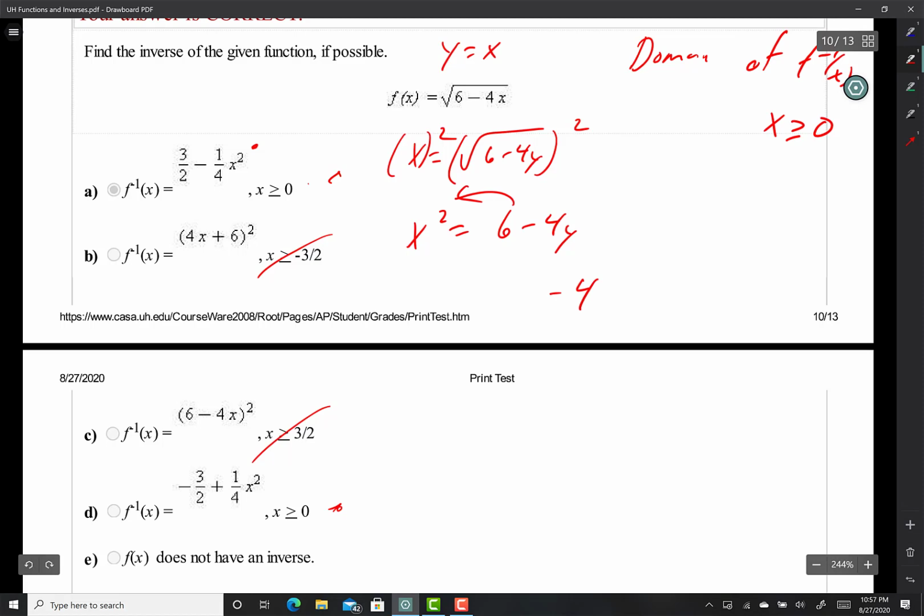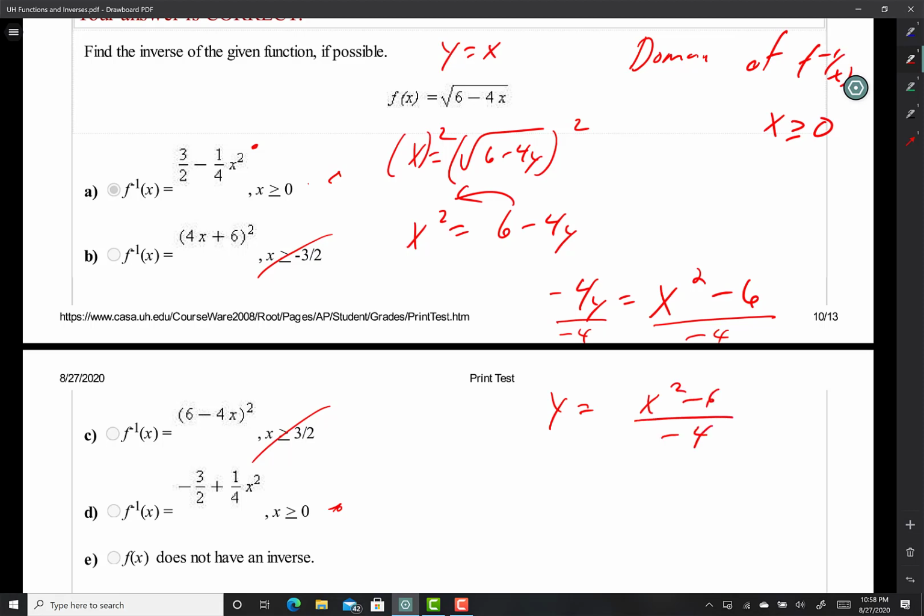So you're going to have -4y. I like to write the 4y on the left-hand side, guys. I hope that doesn't bother anyone. x squared minus 6. Divide by -4. So you have y equals x squared minus 6 divided by -4.